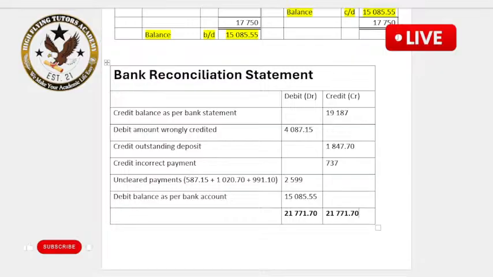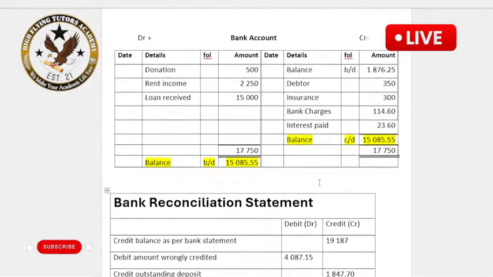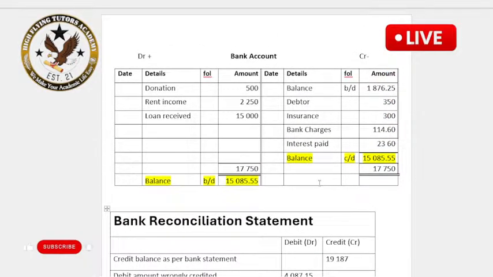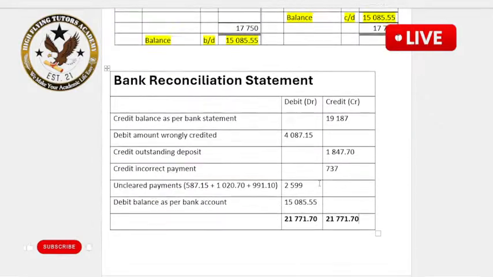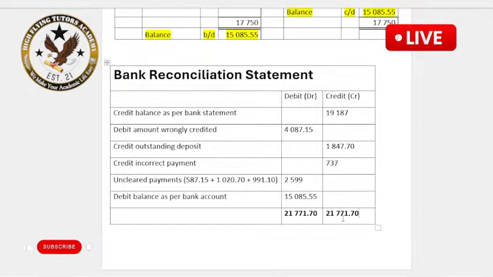And this is our session. There goes our bank account, everything sorted. We go to our bank reconciliation statement, everything is balancing. We are happy and we believe that you guys understand, and I know that you guys are going to make it, you guys are going to pass.